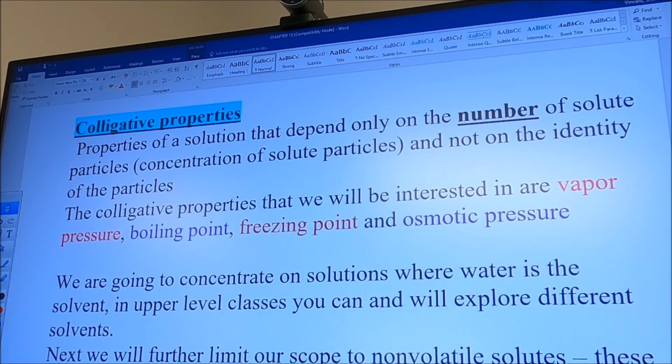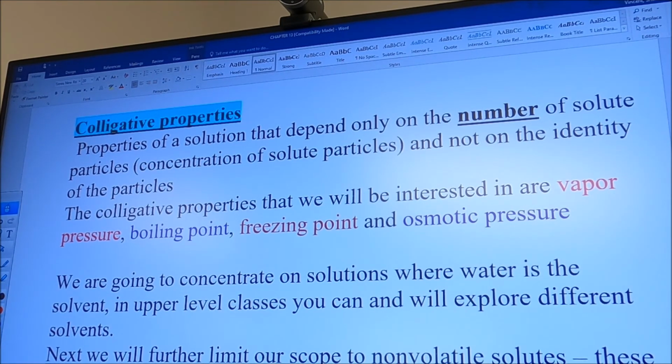Okay, so taste wouldn't be a colligative property, because the taste of a mixture of water and sugar would be different than the taste of sodium chloride and water. So colligative properties depend only on the number of solute particles, the concentration of solute particles, and not the identity of the particles. Our colligative properties that we're going to be interested in are vapor pressure, boiling point, freezing point, and osmotic pressure.